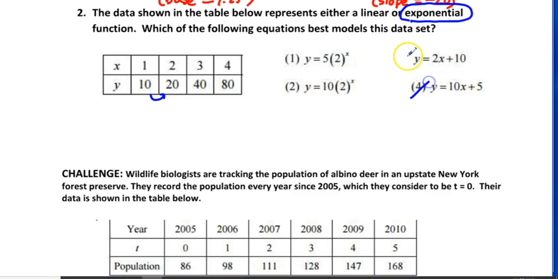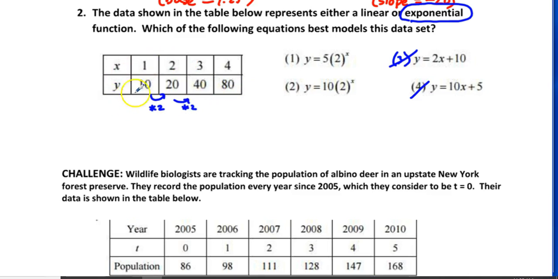Well, it's definitely not that one, and this would have been choice 3. It didn't get leveled very well. All right, so those are linear, right? Those are y equals mx plus b. Those are out. The question is, which one of these it is? Well, they both have a base of 2, and we can see that that's the pattern, times 2 each time, times 2 each time.